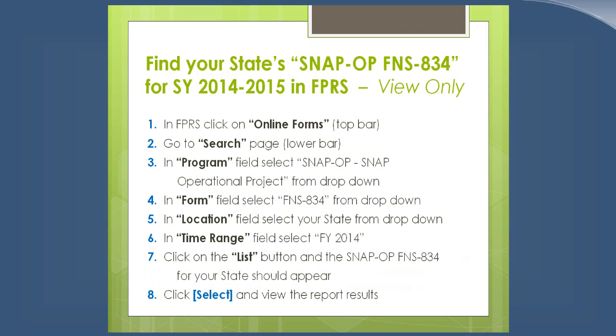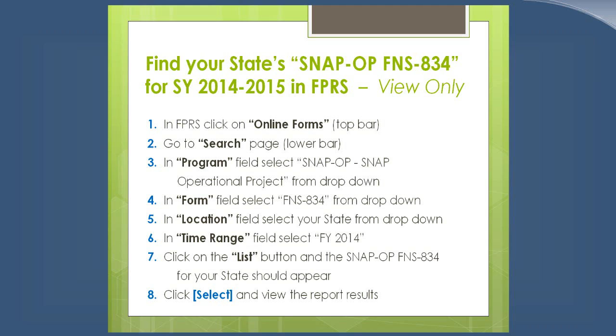So I want to stress that this is view-only access. You will not be able to change it or enter it or certify it or post it or do anything. You can only view the results from the SNAP FNS-834. So here is a list of the steps that you have to do, but I'm going to show you next the screenshot of what it looks like and walk through the steps. And as Heather said earlier, these slides will all be available, so you'll be able to access the steps again. They'll be posted within a week or two.